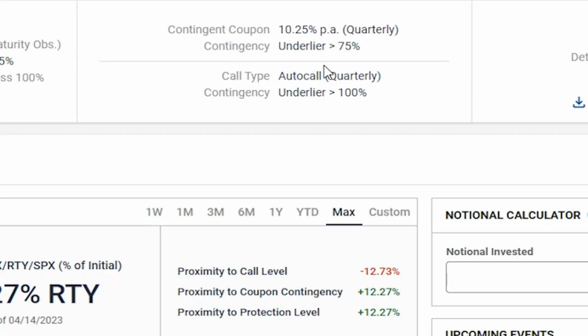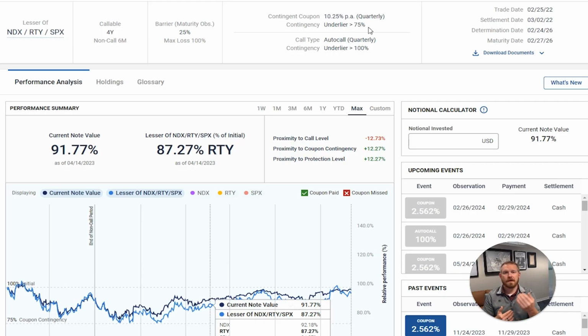Again, after we purchase this, every 3 months there's a snapshot. And so long as one of these indices is down, and not down more than 25% from when we purchased it, well then a coupon is paid to the client in cash. In this hypothetical, it's 10.25% per year, so a little bit over 2.5%. It's paid to the client in cash.